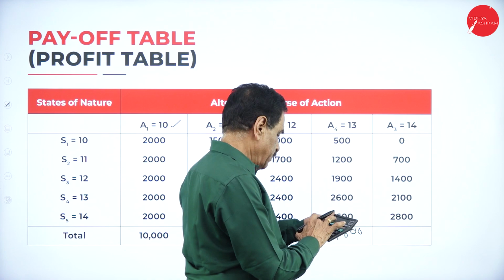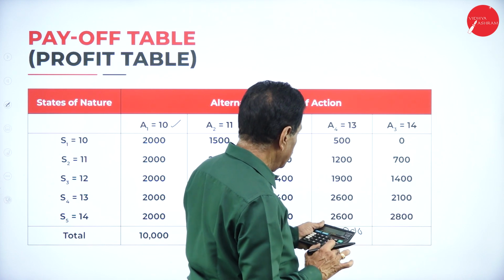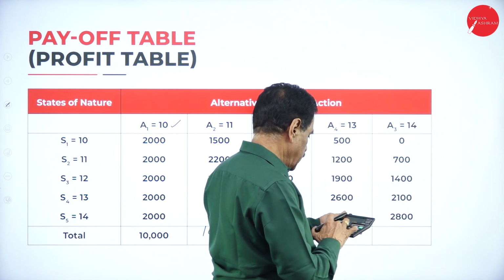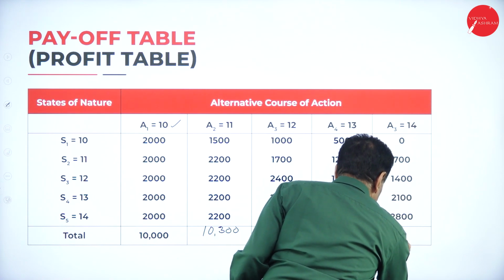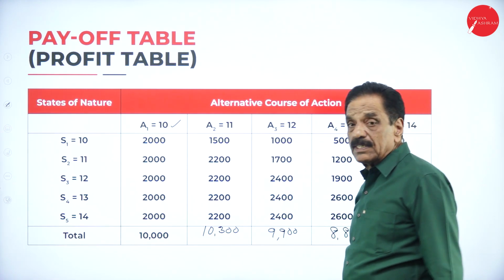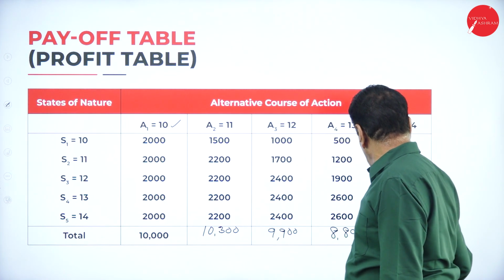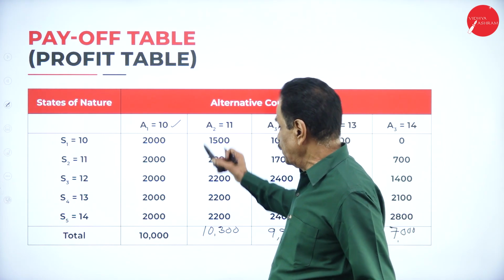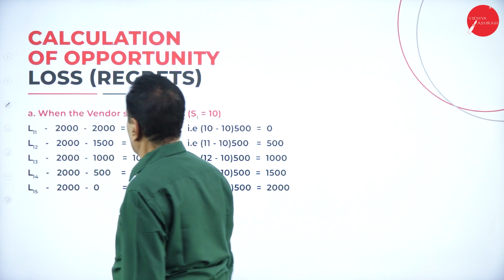Then 700, 1,400, 2,100, 2,800, that is 7,000. This is the total of inflow. So first one is 10,000, second is 10,300, then 9,900, 8,800, 7,000. Alternatives are there. First you have to make the total like this. Then calculation of the opportunity loss table.